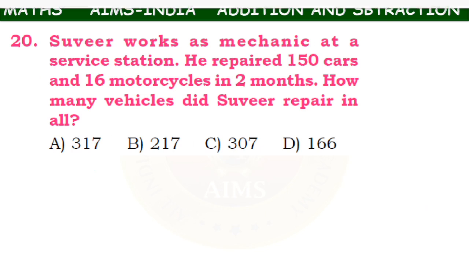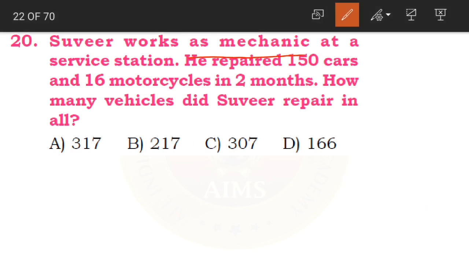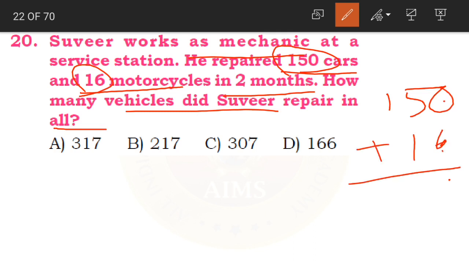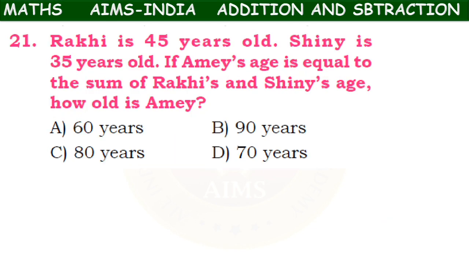Coming to question number 20. Suvir works as a mechanic. He repaired 150 cars and 16 motorcycles in 2 months. How many vehicles did Suvir repair in all? Again, the same similar type of question wherein we have to add. Yes, 150 plus 16. 0 plus 6, 6, 1 plus 5, 6, and then 1. What is the total? 166. That is option number D. Clear, children?